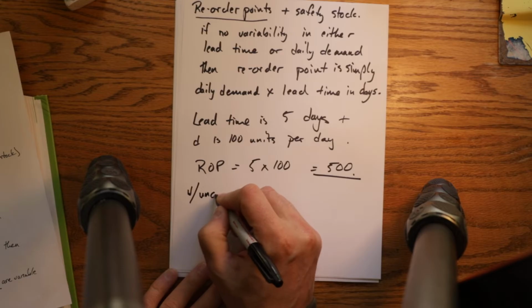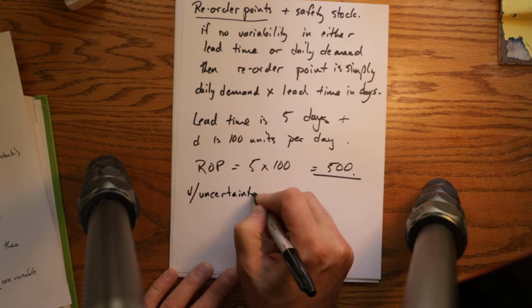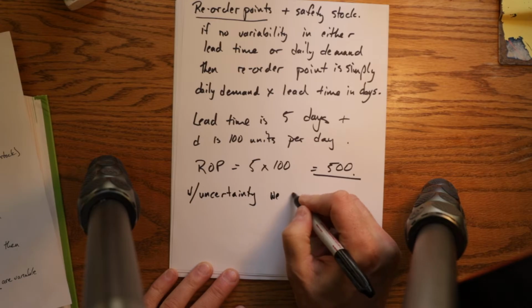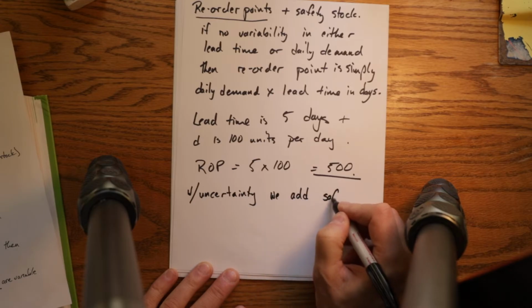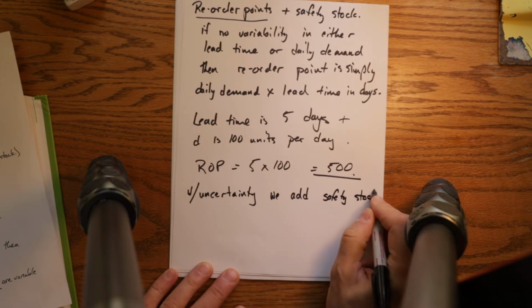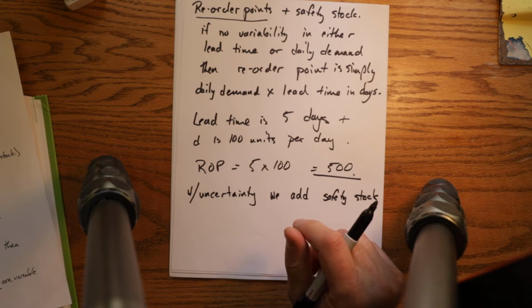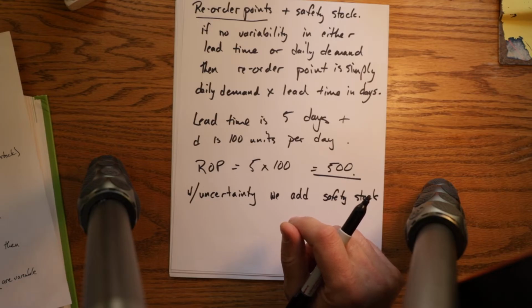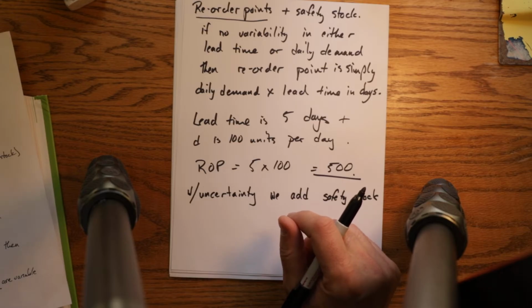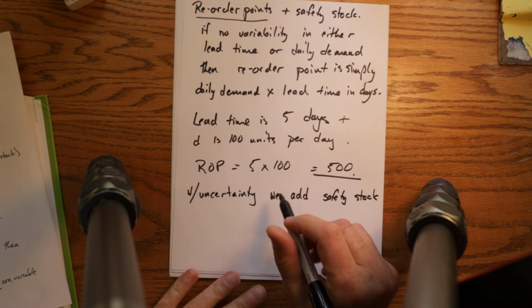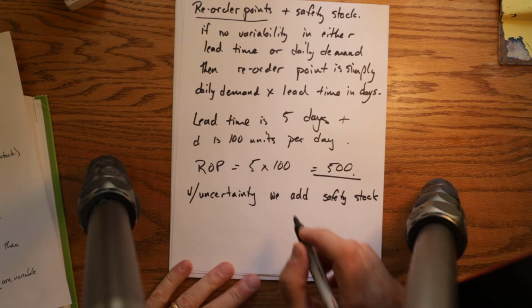With uncertainty, we add safety stock. And the point of safety stock is to give you a little bit of a buffer to reduce the risk of running out before your order comes in. So if there's uncertainty with respect to lead time, or there's uncertainty with respect to daily demand, you may choose to build some buffer stock, some safety stock that reduces the risk of running out from the point you order. So let's talk about how that works.